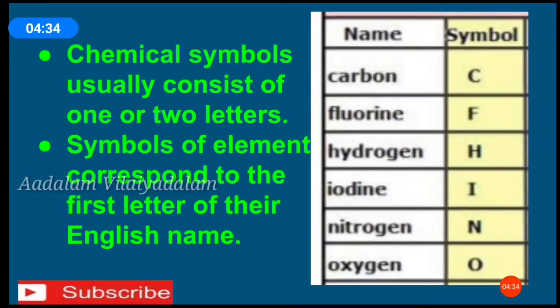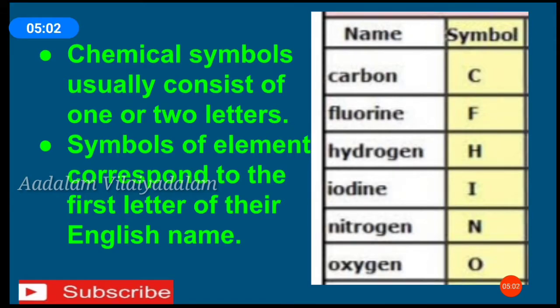A chemical symbol usually consists of one or two letters. Symbols of elements correspond to the first letter of their English name. For example, carbon, its symbol is C. Fluorine, symbol is F. H is the symbol for hydrogen. Then I for iodine. N for nitrogen. O for oxygen. So the chemical symbols of elements correspond to the first letter of their English name.